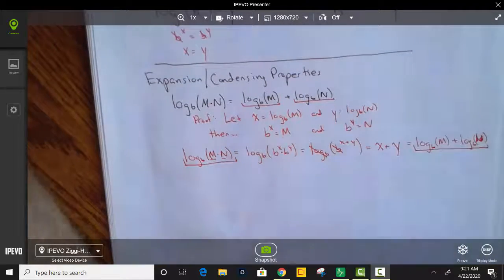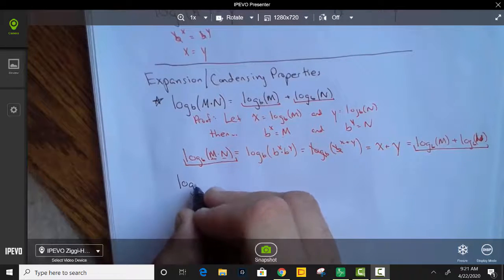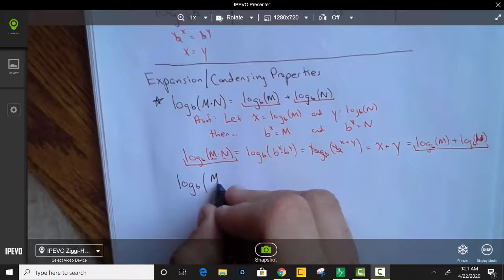We're not going to do the proof of all the properties, but that's one property. The proof of the rest of these is very similar to this one.